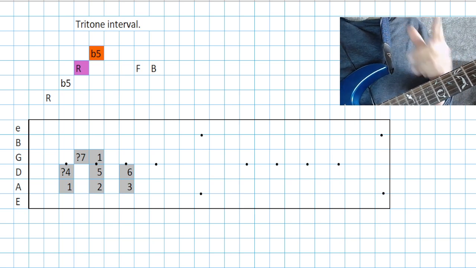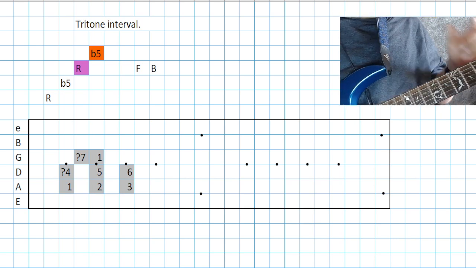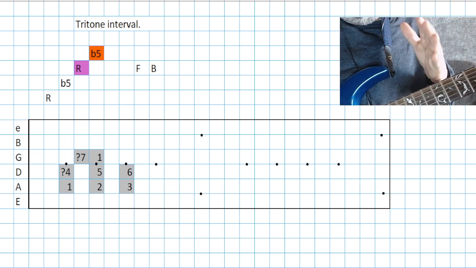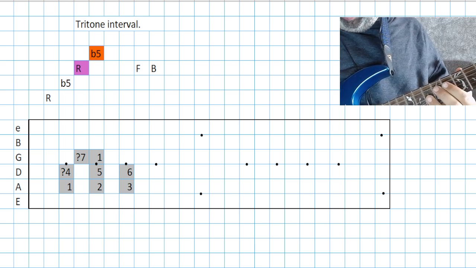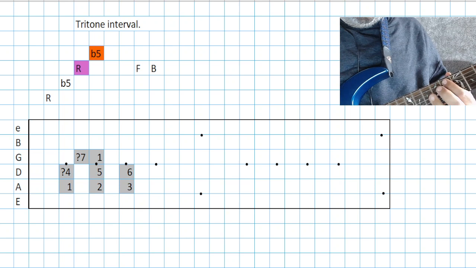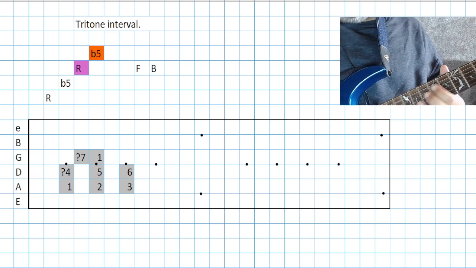And it's the only interval as well that plays the same interval no matter which way you go from the root, as long as it's obviously that direction. So we always go at an angle here. It's one string down, one fret over. One of the most even moves you can make, one string, one fret.